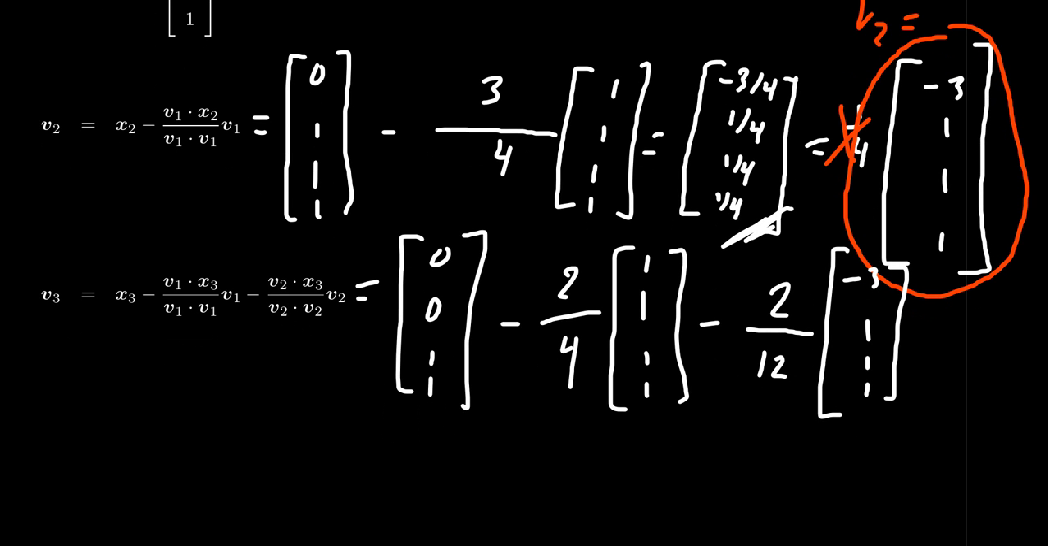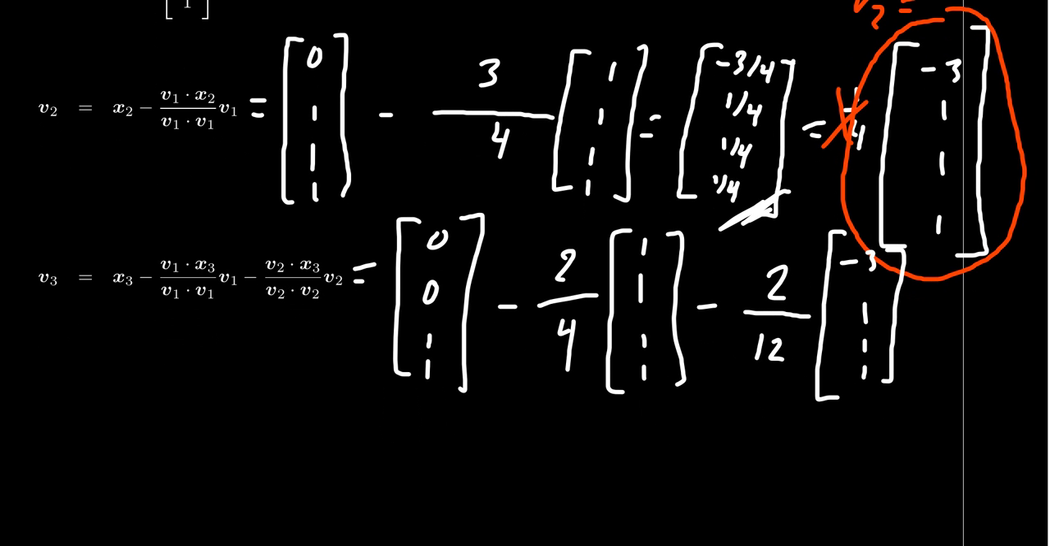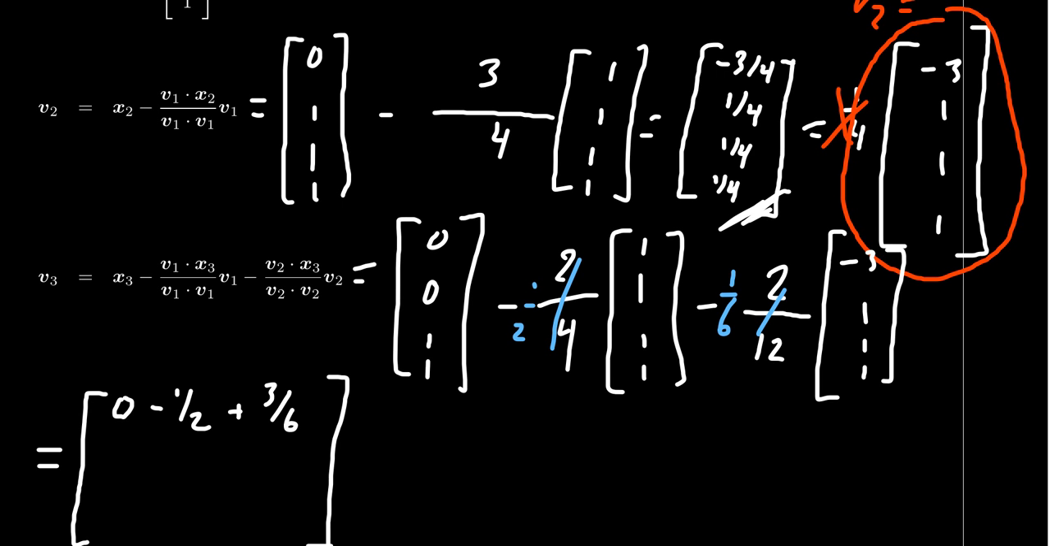Let's simplify some of the fractions, because after all, the 2/4 is the same thing as 1/2. And the 2/12, we can make that become a 1/6. And so adding everything together, for the first component, we are going to get 0 minus 1/2. We're then going to get plus 3/6. Let's see. 3/6, of course, is 1/2. 0 minus 1/2 plus 1/2 is 0. We like zeros.